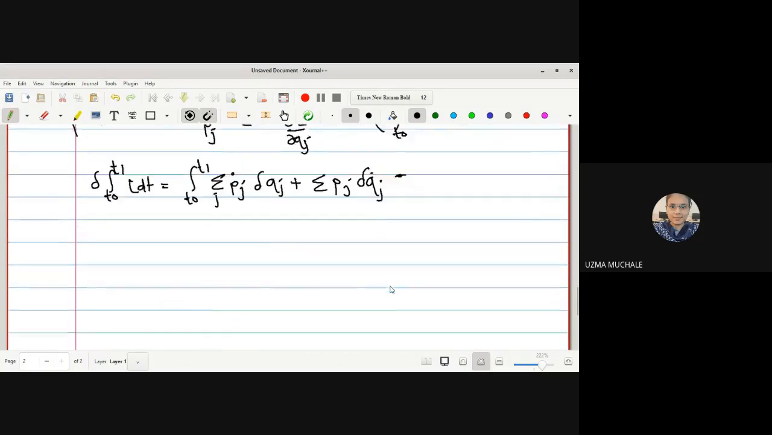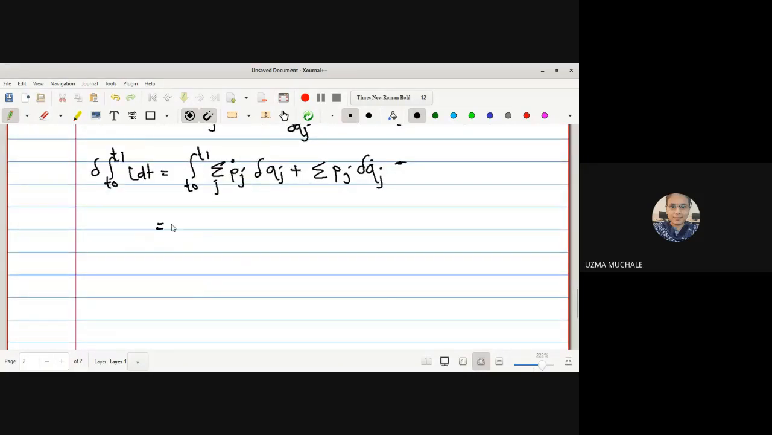Now let us evaluate this equation. To find the answer, let me write down this integration from t naught to t1 as it is. The summation over j is also common for both the terms, right? Now if I keep d by dt outside, let me write inside as Pj delta Qj dt.